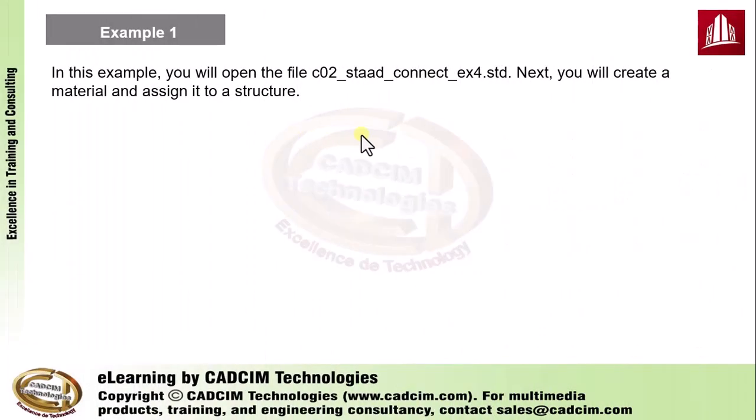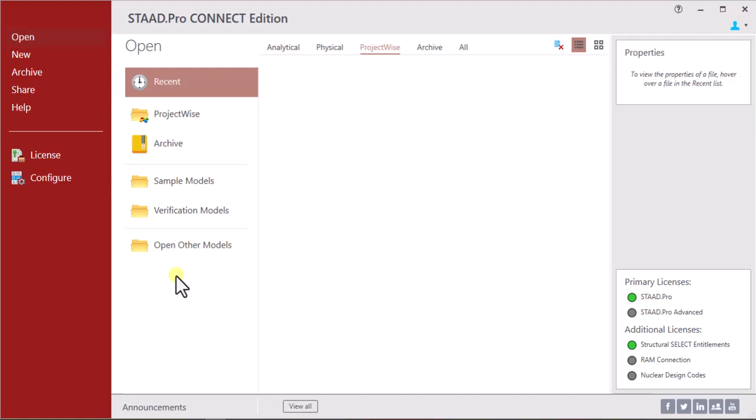Hello everyone. In this example, you will open the file C02 STAAD Connect ex4.std. Next, you will create a material and assign it to a structure. To do so, first open the software. After opening the software, the interface will look like this.